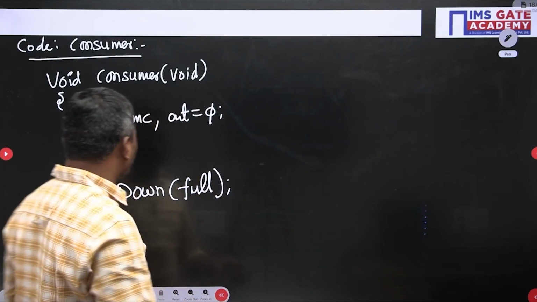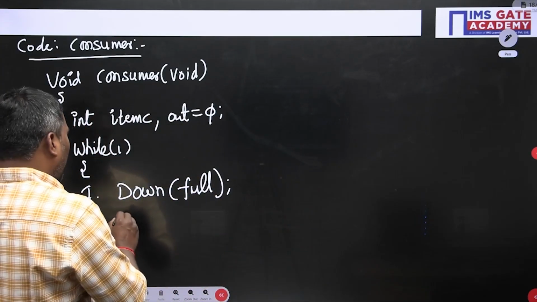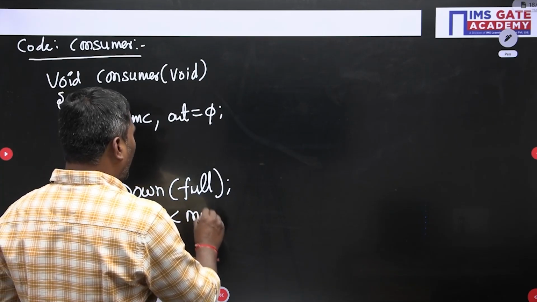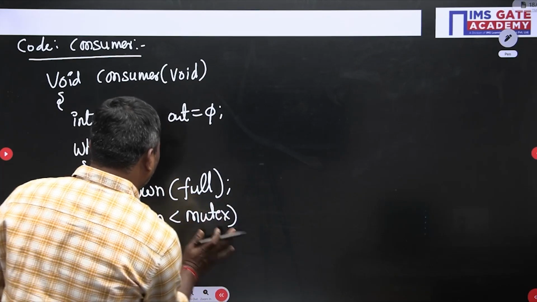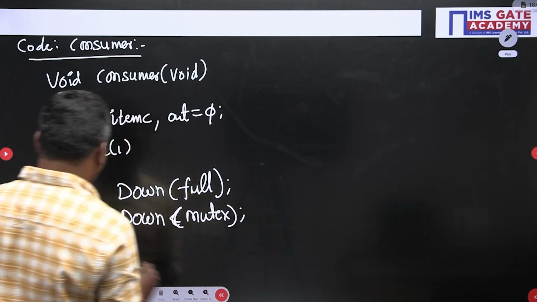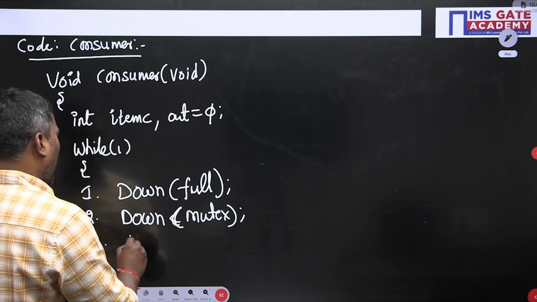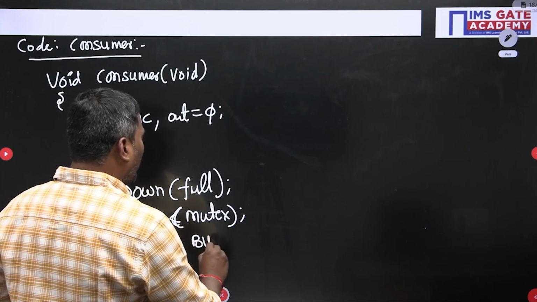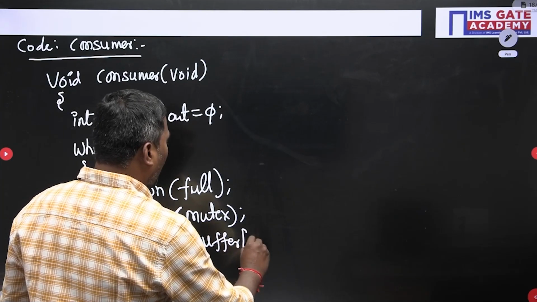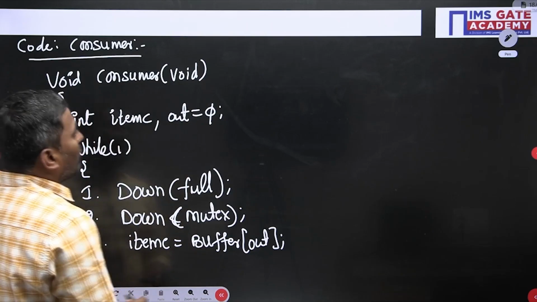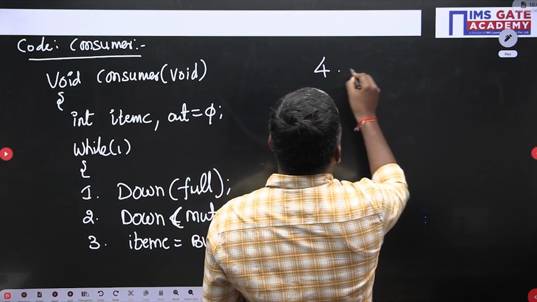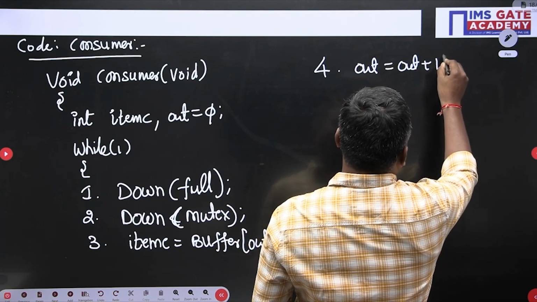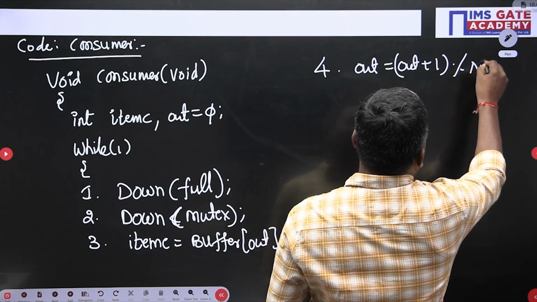So here you should go for accessing the buffer. As I mentioned, accessing the buffer should be mutual exclusion, right? So down on mutex I am performing here. Then the third step, you should take the item. The name of the item is item C. Where to take it from? The buffer. Which index? Given by the out variable, correct or not? Once the item is consumed, you have to point to the next item: out equals out plus 1 modulo n.